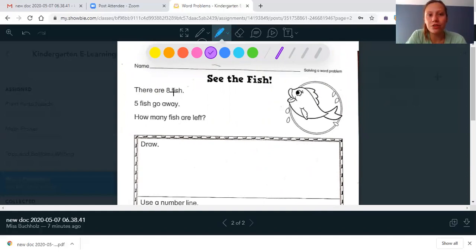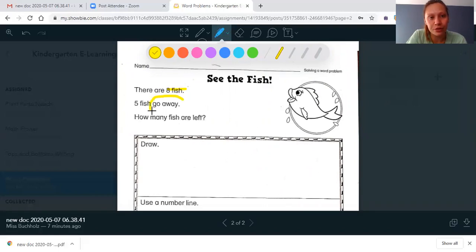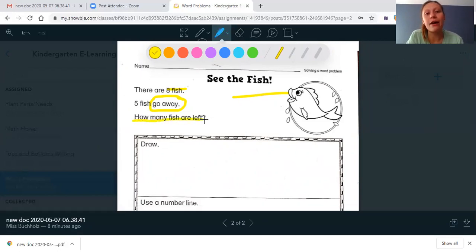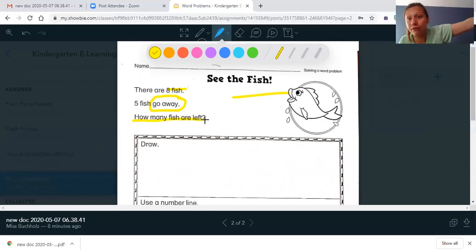There are 8 fish. Okay, I'm gonna highlight that just so I know that there are 8 fish. 5 fish go away. I'm gonna circle that. Go away is a good way to tell you that they leave. If something's leaving, am I gonna use addition or subtraction? I'm taking away 5 from that group. Good, subtraction. So I'm gonna put a minus up here because I need to know that I'm gonna do minus for this one. How many fish are left? So they want me to tell them how many fish are left after 5 go away from my group.